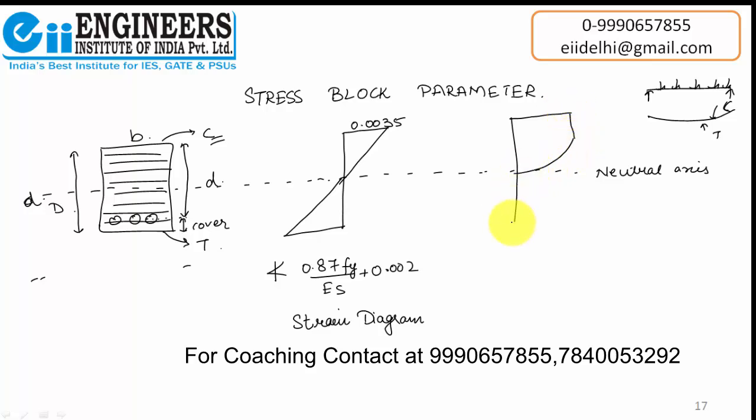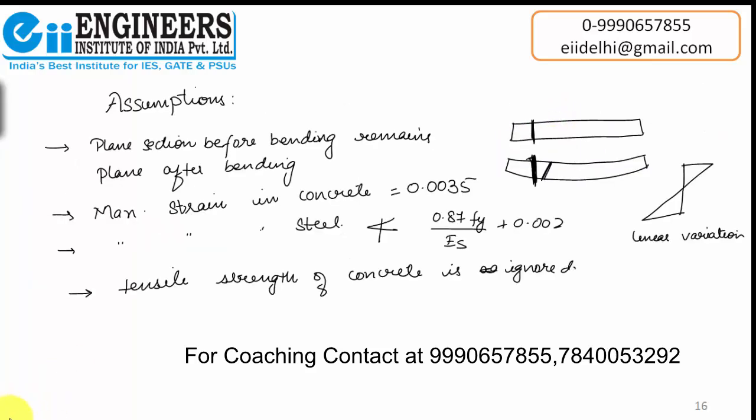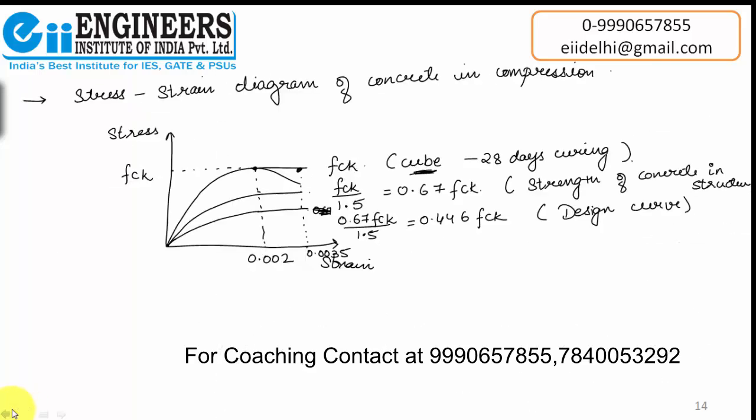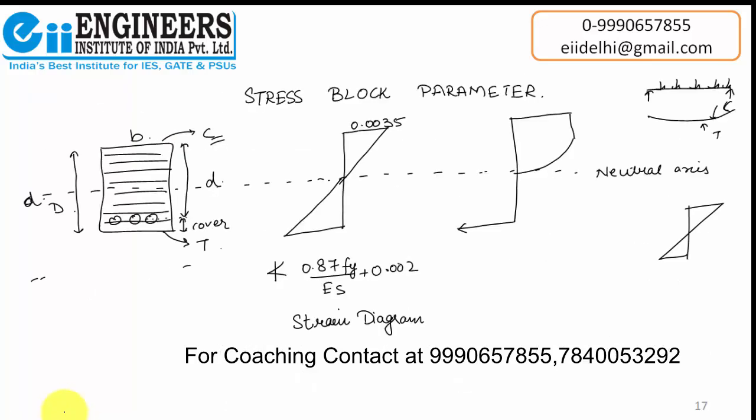We will see why this diagram is like this. Why have we not taken any diagram like this? Why particularly this rectangle followed by a parabola? This particular diagram has come from the stress strain diagram of concrete. In the earlier slide we talked about the stress strain diagram of concrete. From this diagram we have taken this curve as our design curve, and we have put this design curve here.